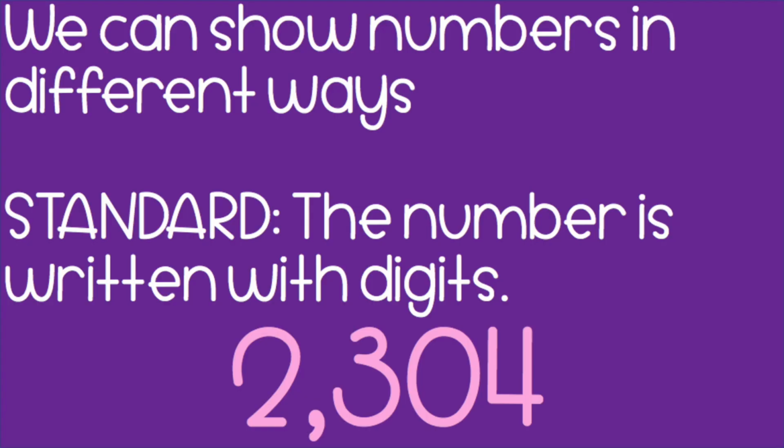We can show numbers in a couple of different ways. The first is standard. This means that the number is written with just digits. In this case, 2,304 is written 2,304. It's basically the way we usually talk and think about numbers.